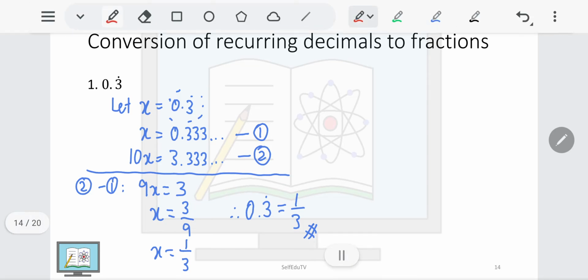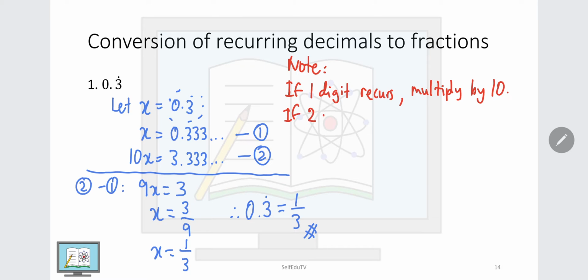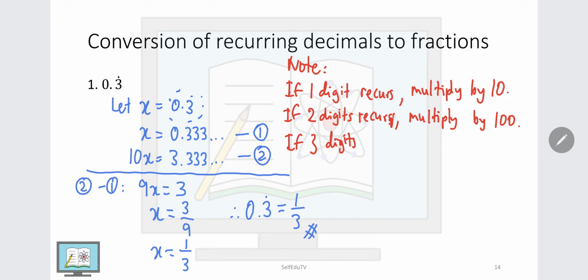So the rule is, if one digit recurs, then you multiply by 10. If two digits recur, then you multiply by 100. If three digits recur, then you multiply by 1000. So that's the hint on how to form another equation.